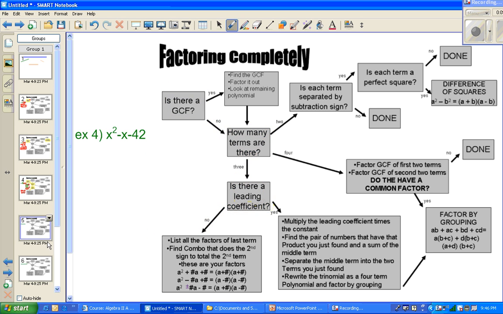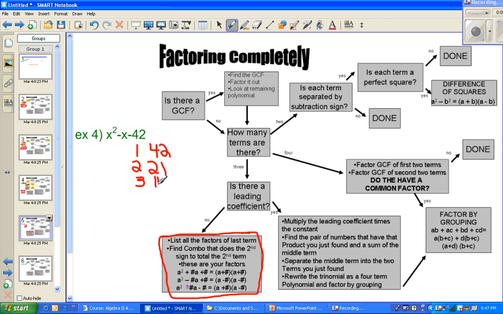Alright, so let's try another example. Here, is there a GCF? No. How many terms are there? 3. Is there a leading coefficient? No. So we're right back where we were in the last one. We're going to find all of our factors of 42. We have 1 and 42. We have 2 and 21.